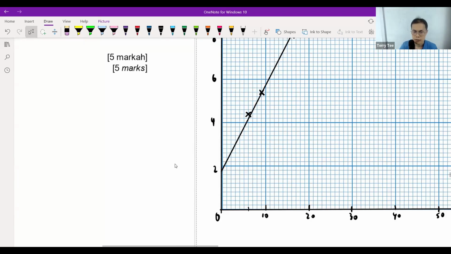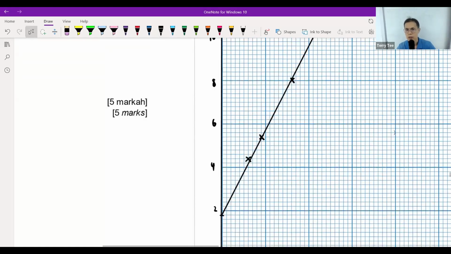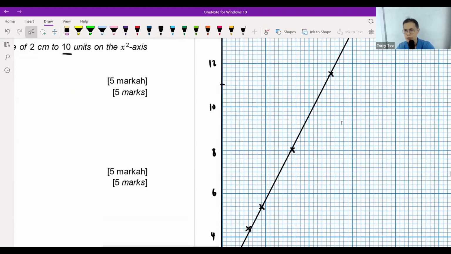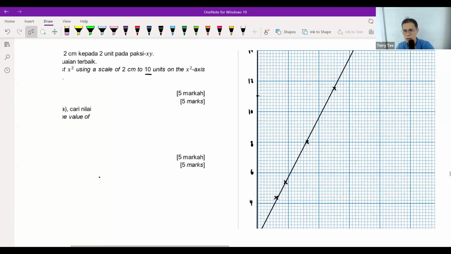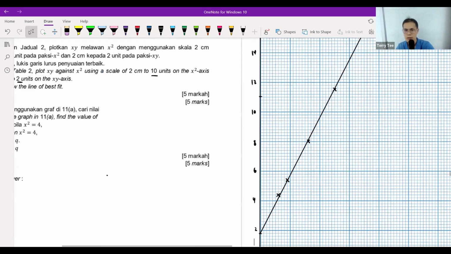This one looks quite nice. This is 2. Oops. This is 2. If I take this, this will be 1.8. I can also take a little bit higher. I think 1.8 is also okay. 1.9 also okay, right? But you want to make sure that it passes through all the points. I think this line is quite good.